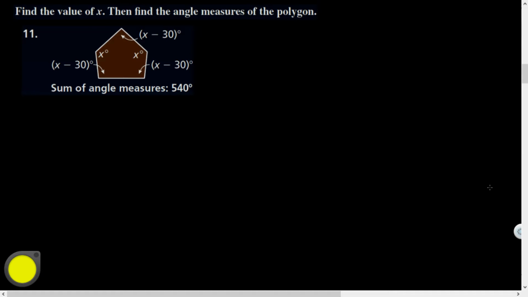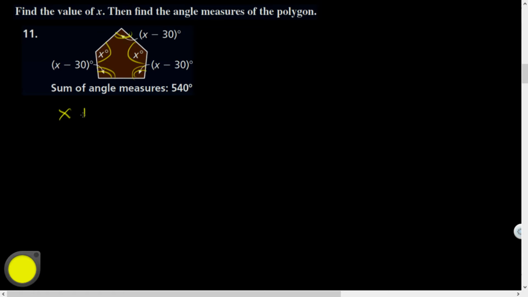So, question 11. This one's a little trickier. They gave us a fact. They said that the sum of the angle measures is 540 degrees. So I'm going to write this equation. Looks like I've got some angles that are x, I've got some that are x minus 30, and I'm just going to add them all up.